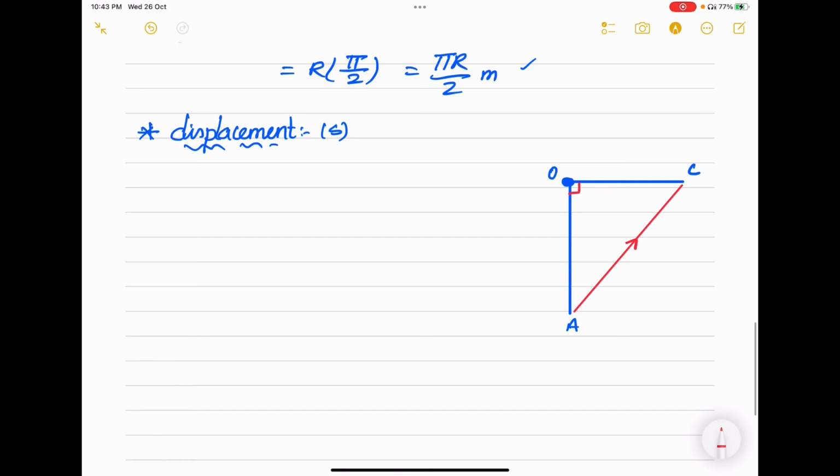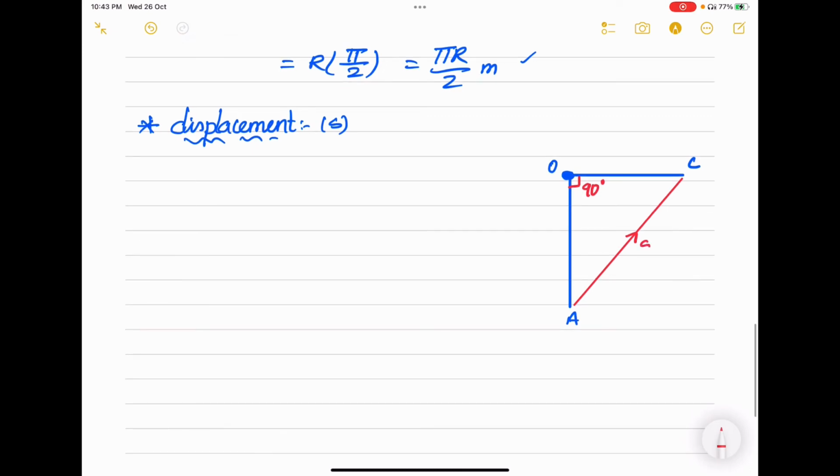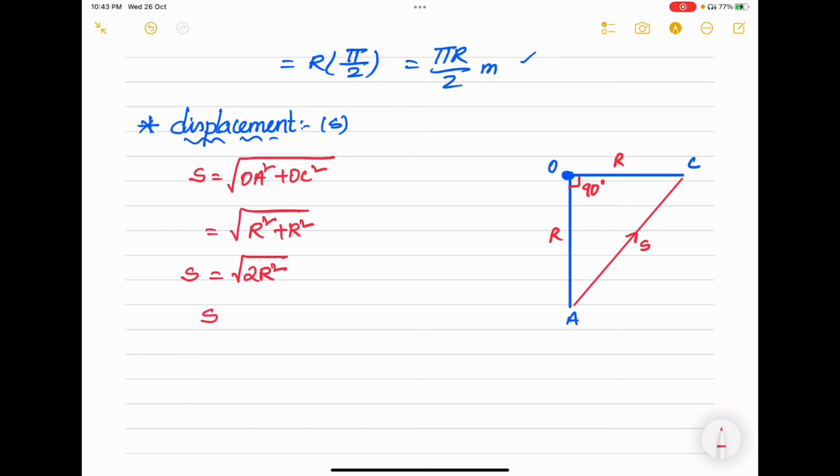So you can observe this is a right angle triangle. So you can use Pythagoras theorem to find out the displacement whose sides are r and r. Therefore displacement S is equal to, from the figure straight away I can say, root over OA square plus OC square, that is equal to root over r square plus r square, which results in S is equal to root 2r square, and then S is equal to root 2 times radius, and the units are assumed to be meter. This is the traditional method of finding the displacement.